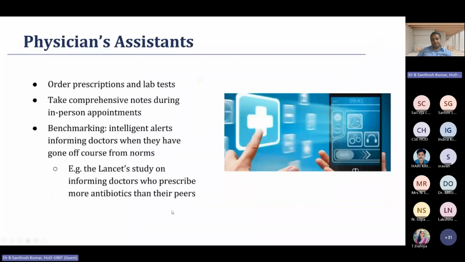Then physician assistance, because nowadays chatbots are available. So with the help of chatbots you can do a number of things. ChatGPTs are available. So it orders prescriptions and lab tests. So it takes comprehensive notes during in-person appointments. Then there is benchmarking. So benchmarking means intelligent alerts informing the doctors when they have gone off course from norms. For example, the Langston study of improving the doctors who prescribe more antibiotics than their peers.